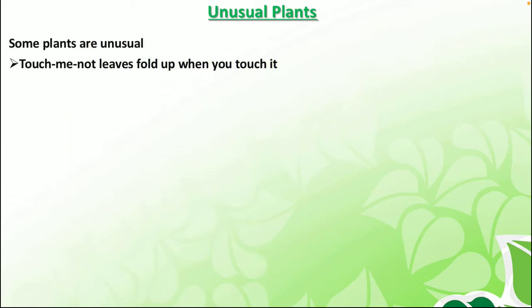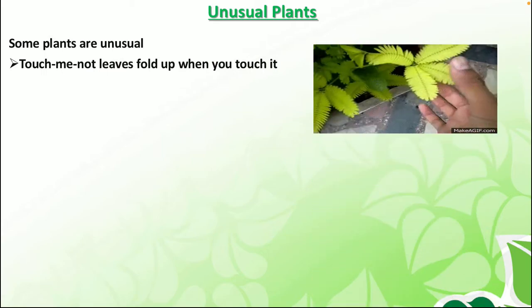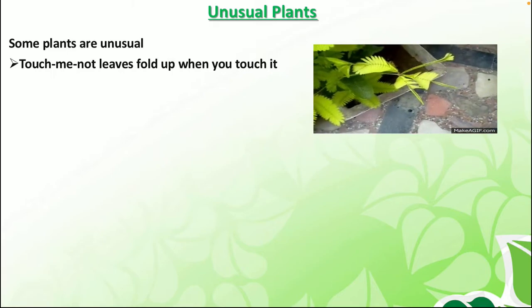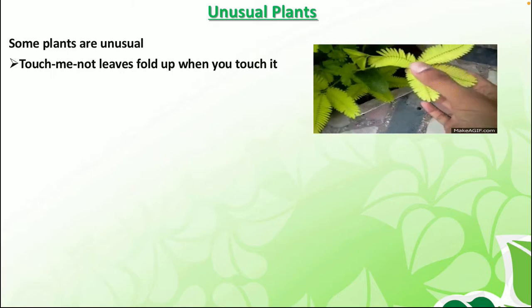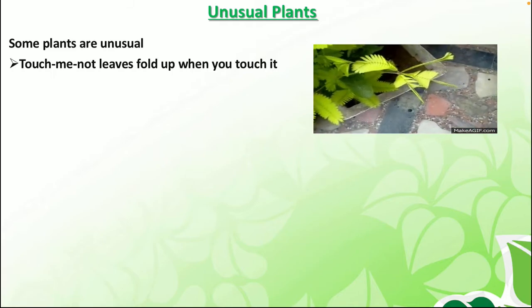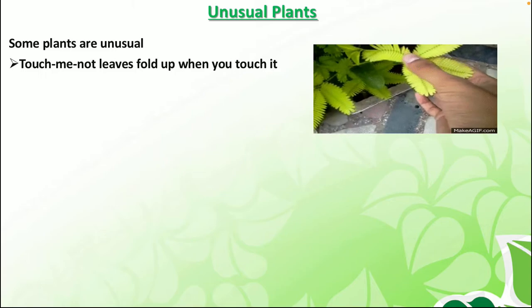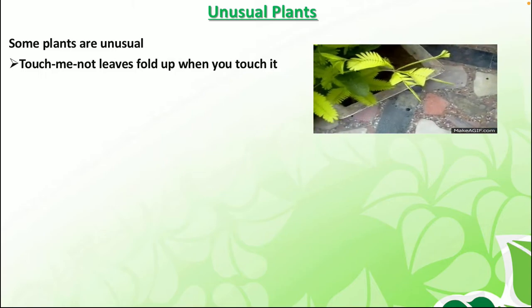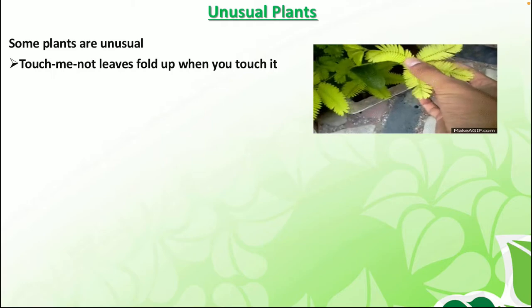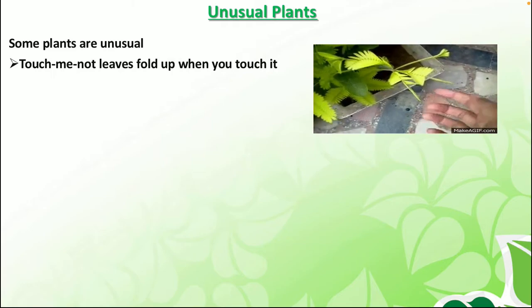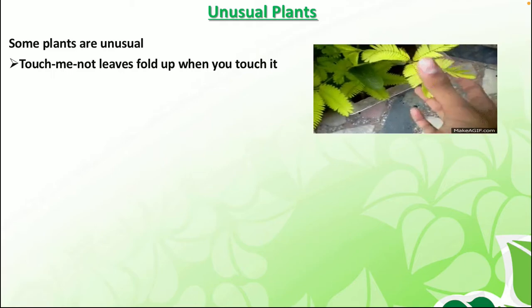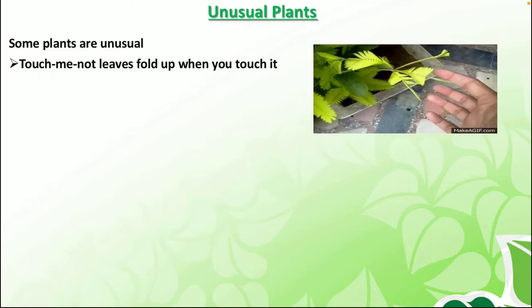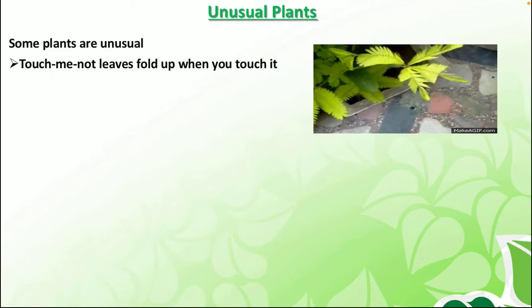Now we are going to read about the unusual plants. First of all we will read about touch-me-not. Touch-me-not is a plant whose leaves fold up when you touch it. Now you can see this in the picture. When you touch that plant, this plant closes itself. This is the reaction of the plant. It is a physical reaction that plants show in response to an external factor. So when you touch it, it closes itself. That's why this plant is called the touch-me-not plant.